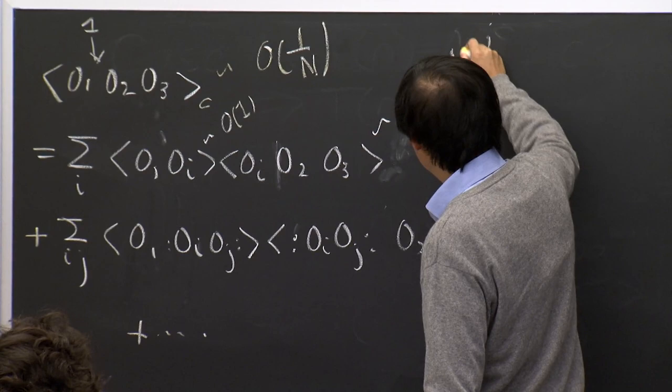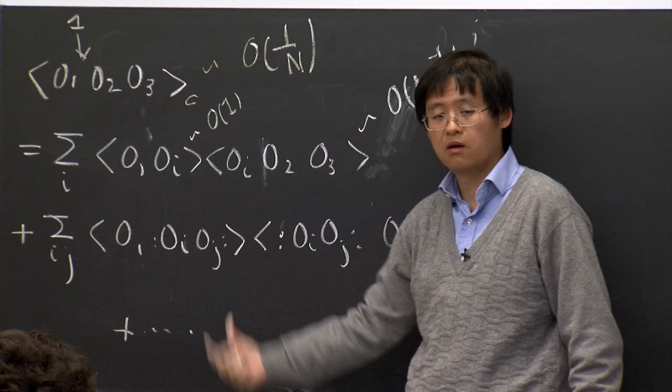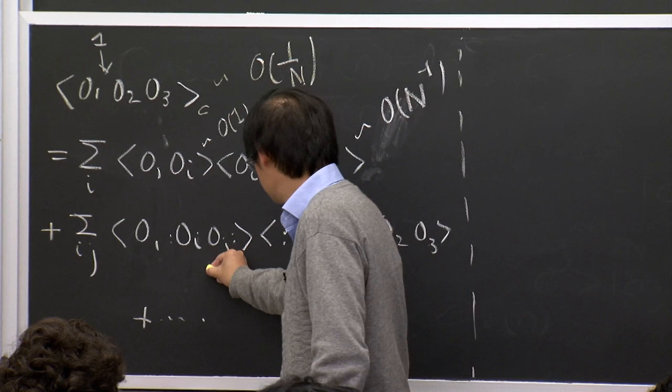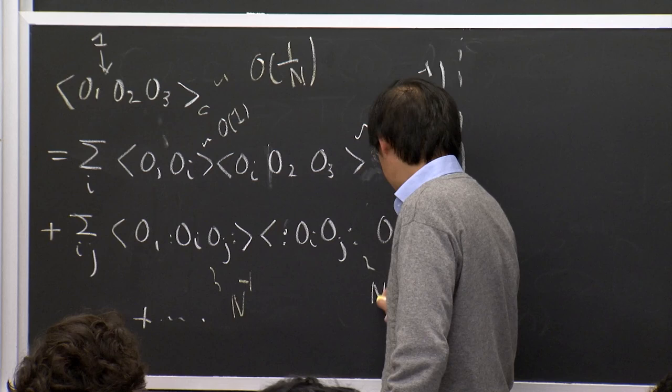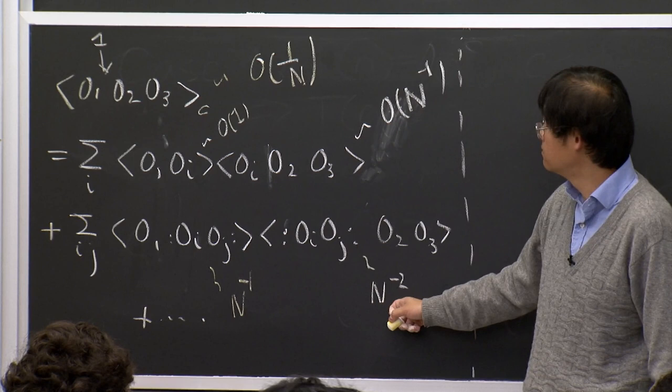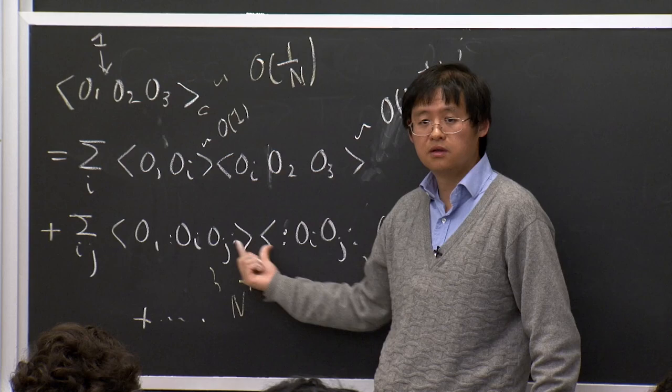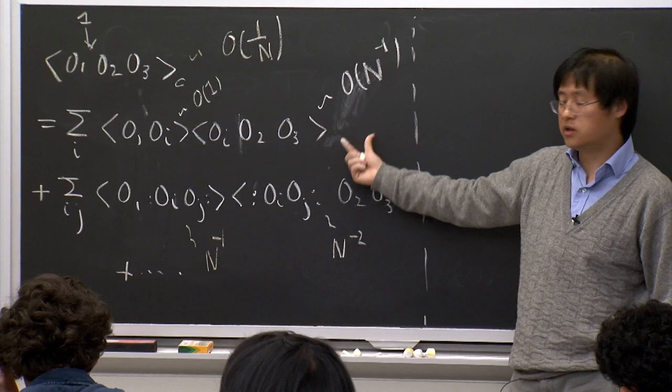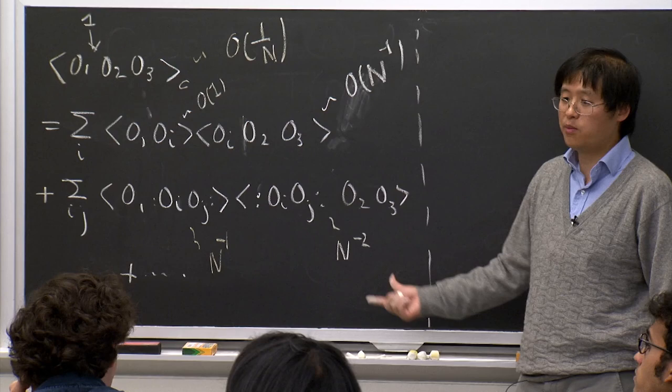So this term is OK. So insertion of the single particle state is OK. But now this will give you a higher order contribution, because this scales as n to the minus 1, and this scales as n to the minus 2. So all together, this contributes n to the minus 3. So the contribution of the two-particle state will be suppressed compared to the contribution of the single particle state. And similarly with even more particle states.